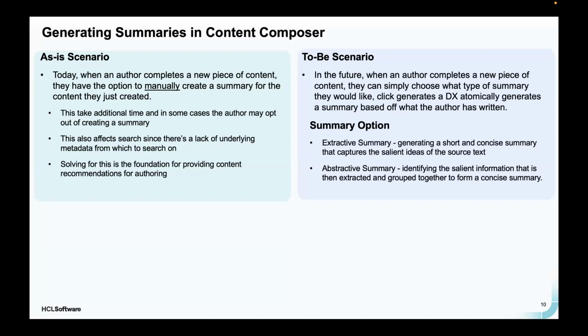And if we can develop the ability to, for example, just click a button and generate a summary based off of what the author has written, we felt that would be a really powerful way to provide tools to just focus on building out content. And then on top of it, once we have that in place, it allows us to focus on content recommendations for authoring, because all of that underlying metadata is there, and so it's able to be surfaced based off of summaries and keywords.